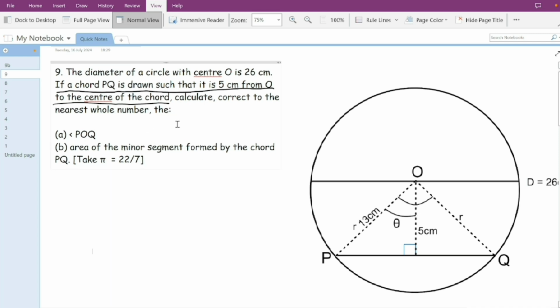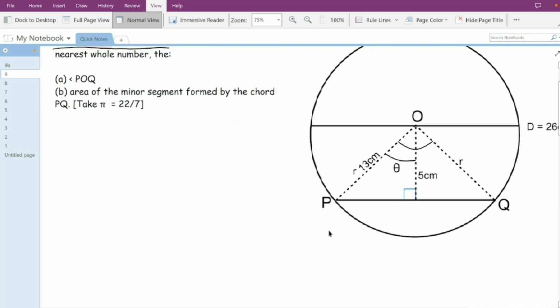We're told to calculate our angle to the nearest whole number. So we'll start by finding this angle. And with what we have, this is the opposite, because it is the side facing the angle. So we have this as opposite. We have this line facing the 90 degrees, we have it as the hypotenuse. And the last is our adjacent.